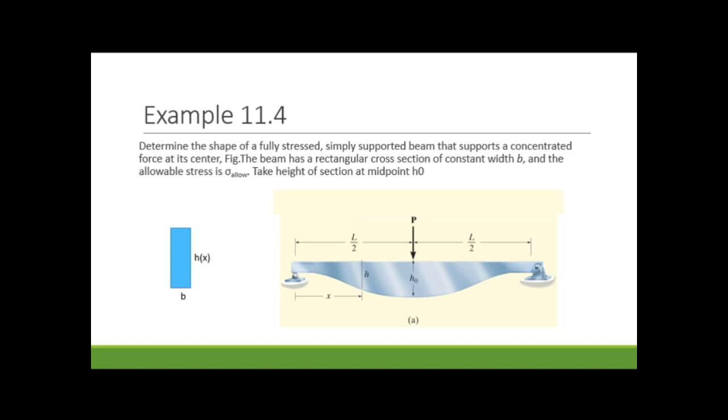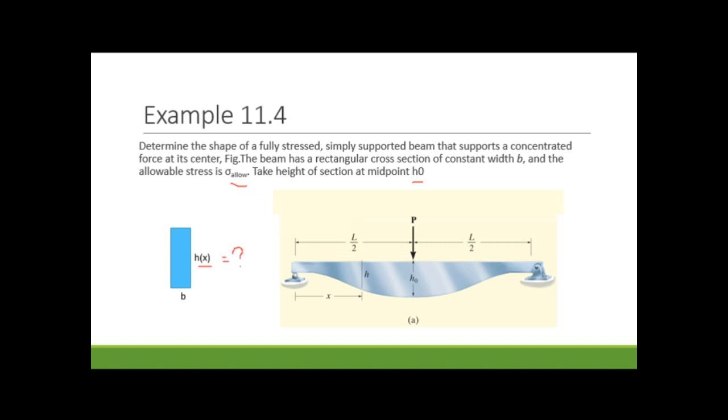I think the question will make this much more clear. We have to determine the shape of a fully stressed beam that can resist the concentrated forces. In this figure you can see the shape is not constant. The beam has a rectangular cross section, but the height is not constant and the thickness b is given. The allowable stress is not a numerical value, it is sigma allowable, and we take the height at the midpoint of the beam as h0. They are asking for the hx formula. How do we find this?